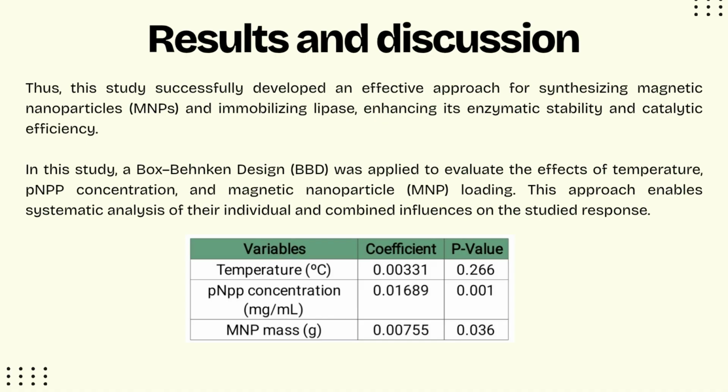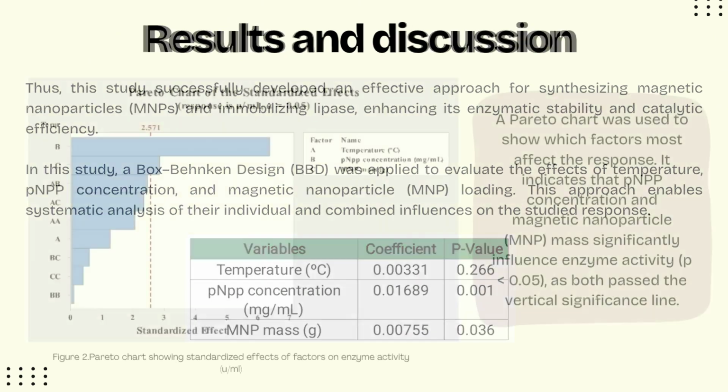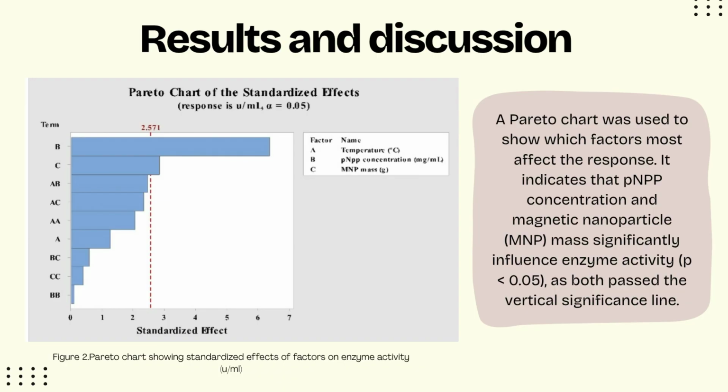In this study, a Box-Behnken design, BBD, was applied to evaluate the effects of temperature, PNPP concentration, and magnetic nanoparticle loading. A Pareto chart was used to show which factors most affect the response. It indicates that PNPP concentration and magnetic nanoparticle mass significantly influence enzyme activity, with P less than 0.05.